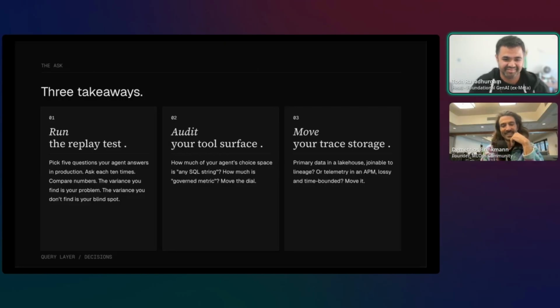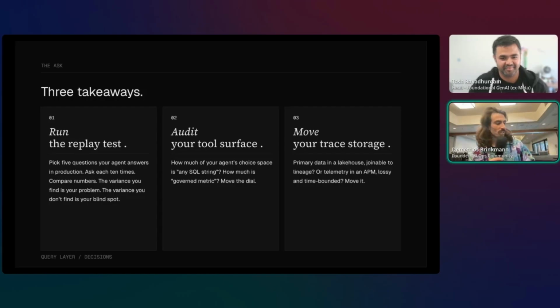Yeah, I like that, semantic layer as ground truth. That was something I had heard a few other people talk about.